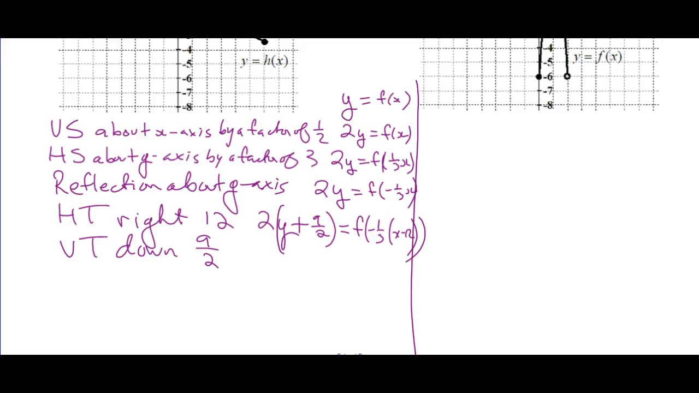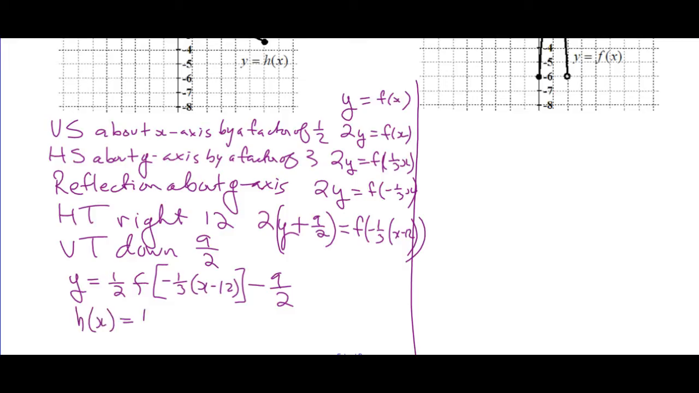And the form we wanted was more of a standard form, so it's kind of got to be y equals. So I'm going to take the 2 out, so it's going to be y is equal to 1/2 f, square bracket, negative 1/3 x minus 12. And then the plus 9/2 is going to become a minus 9/2. Okay, so that's y, and then ultimately we're going to write that as h of x equals.